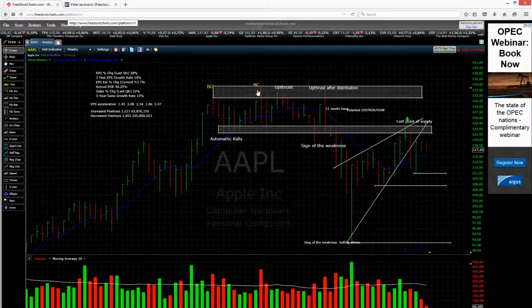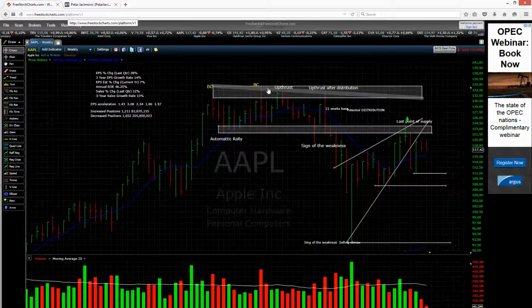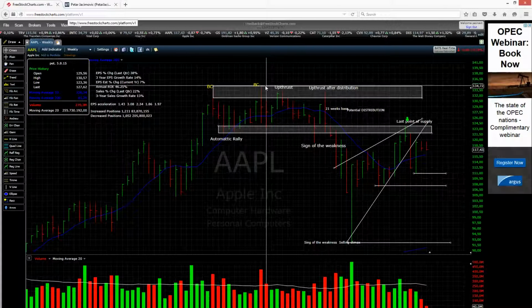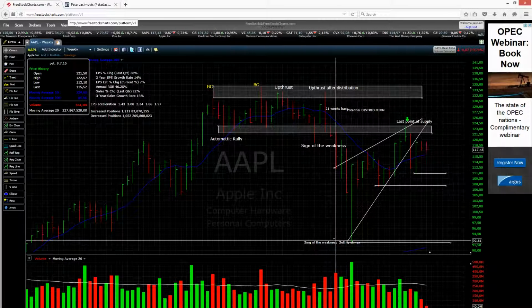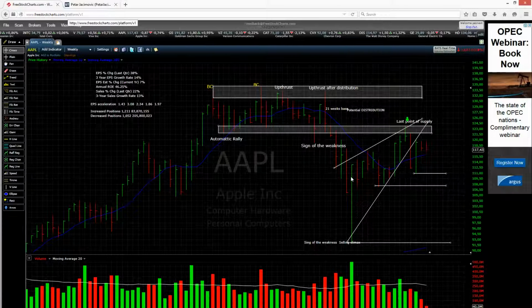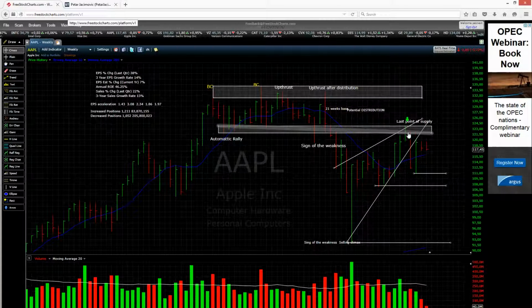And price dropped all the way from around 134.70 to 92.80 per share. We got a sign of the weakness at that stage, but we got a shake out and price went back into the trading range here.